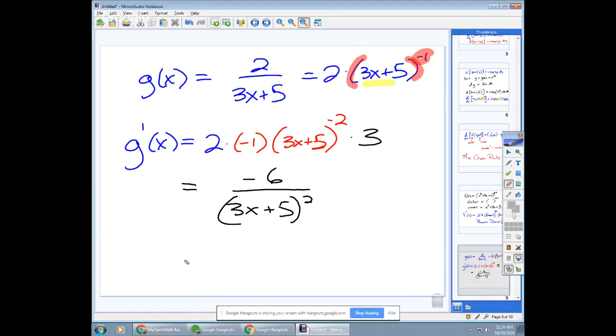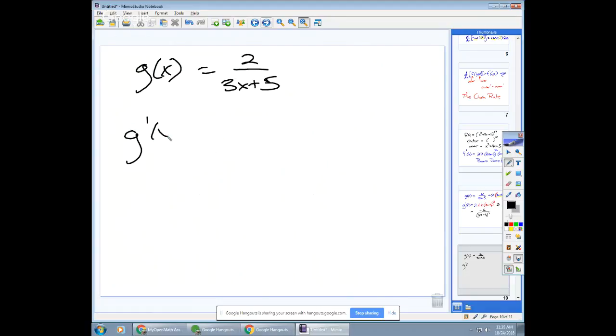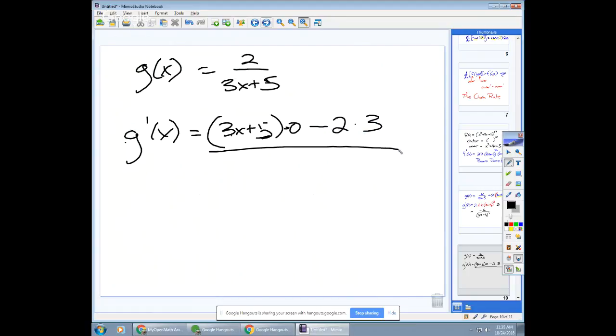Let's double check that by actually using the quotient rule. Because sometimes you're just stuck using the quotient rule. So we're going to do it just for fun. All right. What did I have there? 2 over 3x plus 5. All right. So we got low d high, which would be 3x plus 5 times 0, minus high d low, all over low squared.